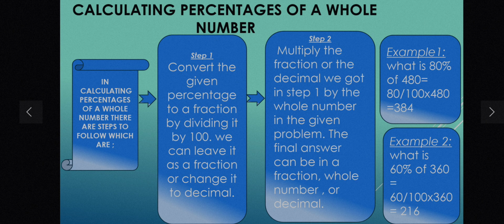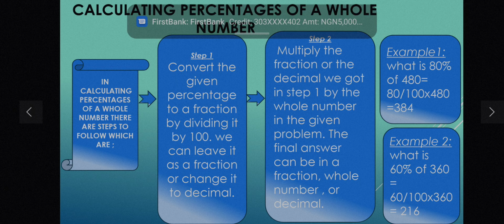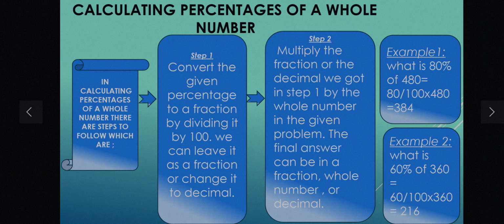That 420 is the whole number. So the next is that when we multiply the fraction or the decimal we got in step 1 by the whole number in the given problem, the final answer can be a fraction, whole number, or decimal. So I just want you to know that if your answer is in fraction, it does not mean that you are wrong. If it's in decimal, it does not mean that you are wrong, and if it's a whole number too, it does not mean that you are wrong. It can appear in any of the 3 ways.